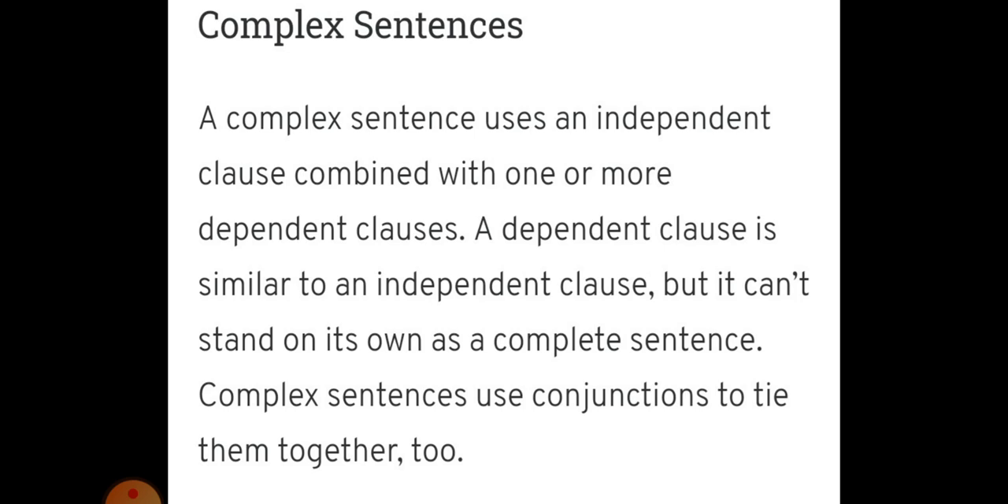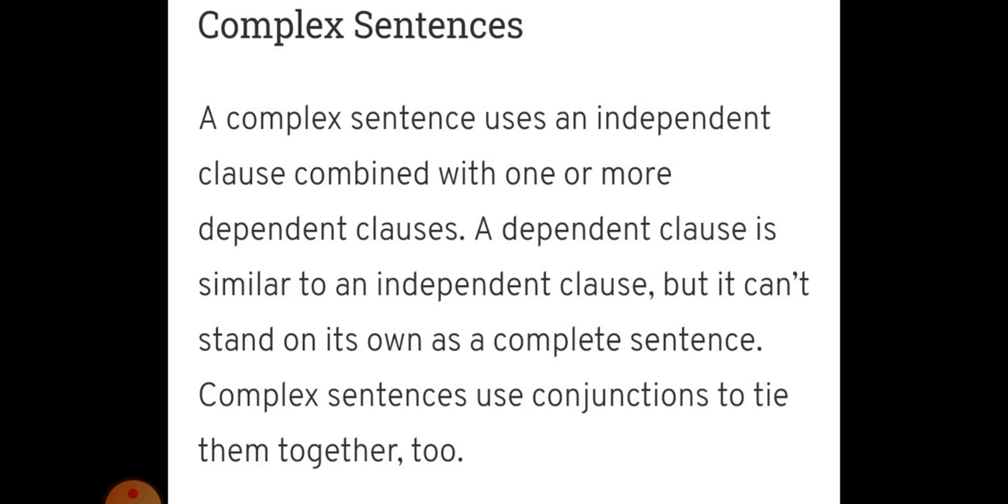So these two are independent sentences which are joined by a coordinating conjunction, that is "so". Okay, coordinating conjunction भी हम बोल सकते हैं "so". So in this way you can frame the compound sentence. I hope compound sentence आपको clear हो गया है. Now next आते हैं complex sentences.